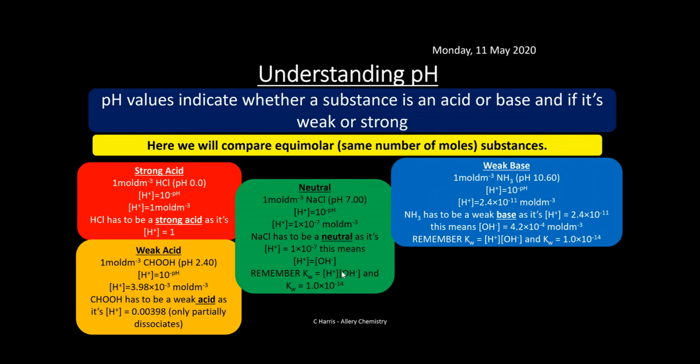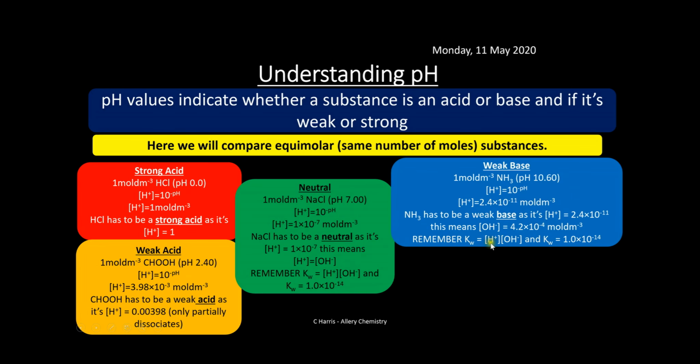A weak base, so 1 molar of ammonia, is a pH of 10.6. Put it into our equation, do exactly the same, and we get this value, 2.4 times 10 to the minus 11. This is the concentration of H plus ions. Ammonia has to be a weak base because its H plus concentration is 2.4 times 10 to the minus 11. And this means that the concentration of OH minus ions in there is 4.2 times 10 to the minus 4 moles per dm cubed. So that tells us that, if we do it on a scale up to 14, there isn't a massive amount of OH minus ions. This will become more apparent when we compare it with a strong base, and you'll see what it means.